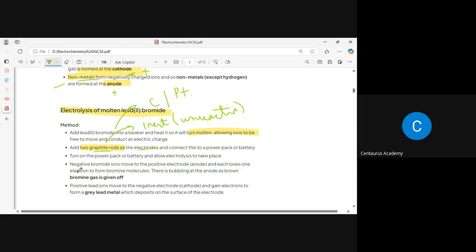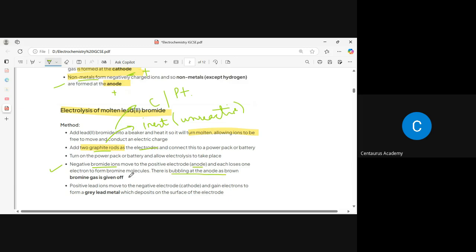Now, if you look into the observations, the negative bromide ions, since they're negatively charged, are going to be attracted towards the anode, which is positively charged. They're going to lose their electron to form bromine molecules. There is bubbling at the anode, which is seen.